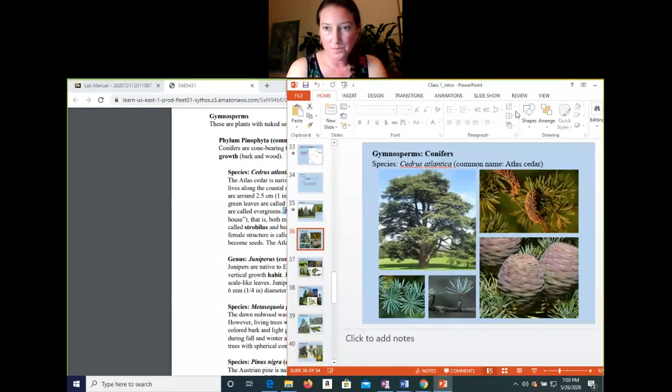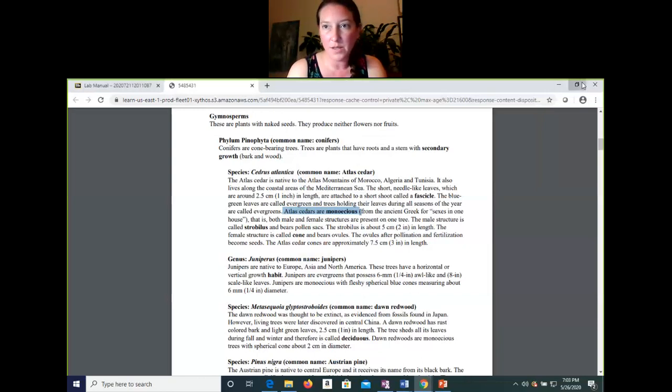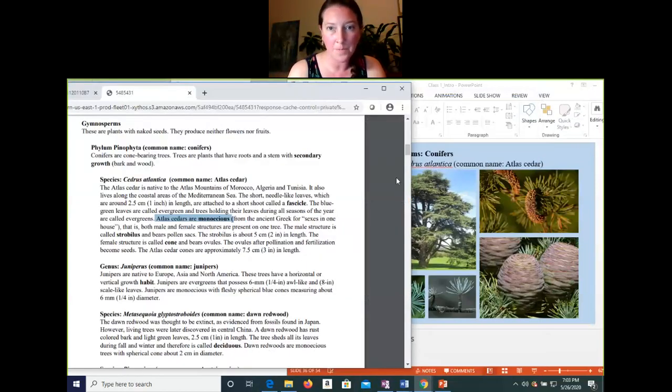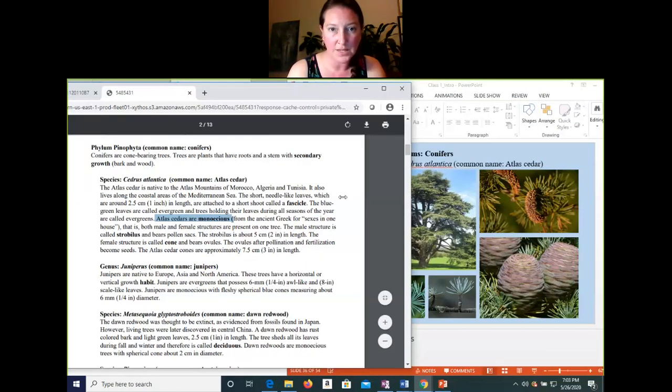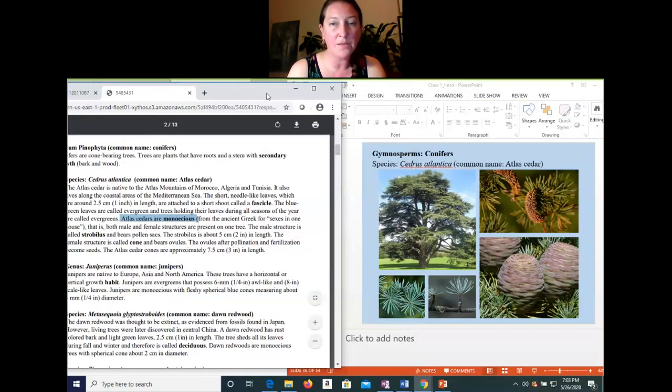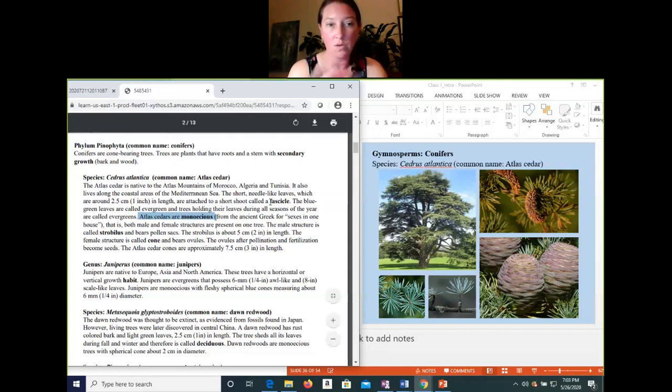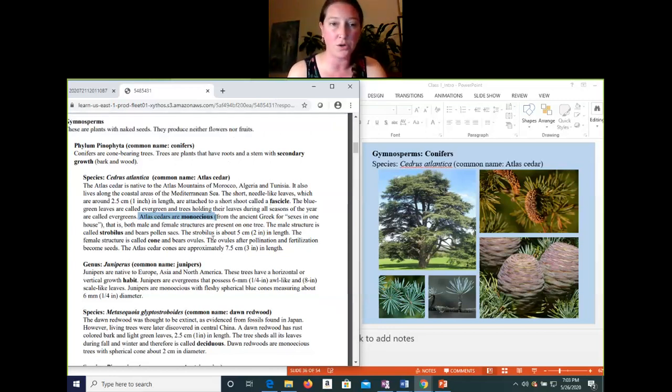So here is our Atlas cedar slide, and here is our lab manual. Let me make this smaller and move it to the side so we can see both at the same time. But in the future, you should try to have the lab slide and the manual available to you, either digital or printed out if that's available to you.